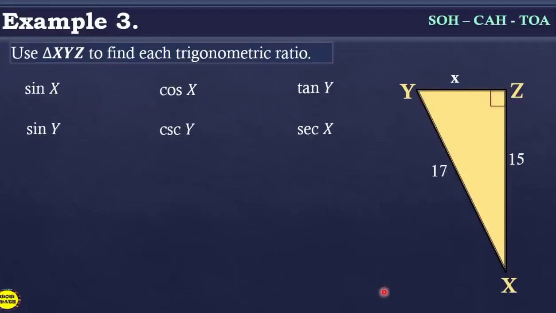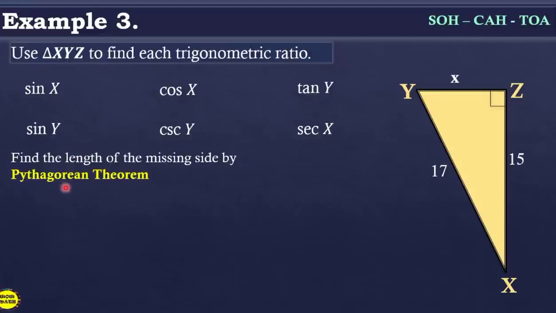Okay, so next, I have here triangle XYZ to find each trigonometric ratio. So, ito po ang gagamitin nating figure para mahanap natin itong mga trigonometric ratios natin, the primary and the secondary. Now, how are we going to find each trigonometric ratio if there is a missing value? So, we need to find the missing value for us to give the values of these trigonometric ratios. So, anong gagamitin natin? We're going to use the Pythagorean theorem.